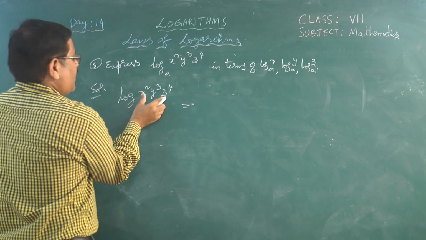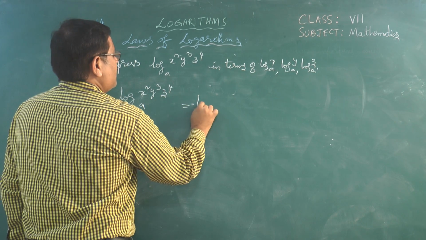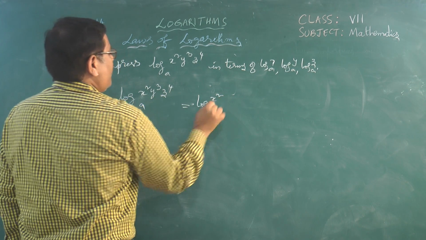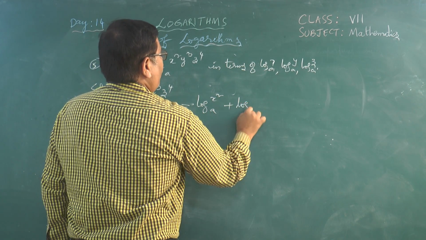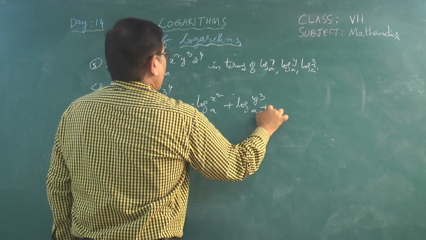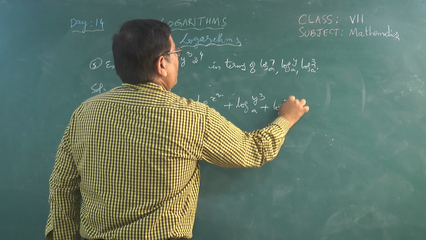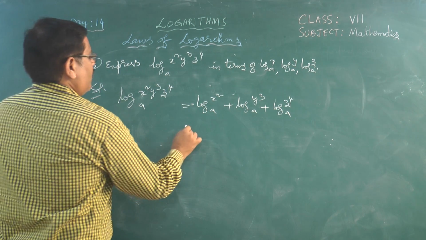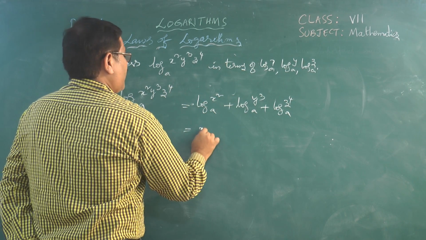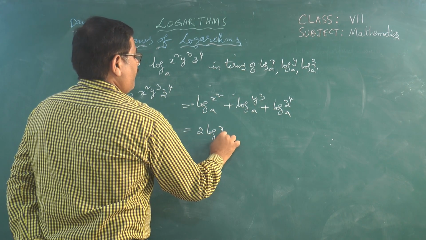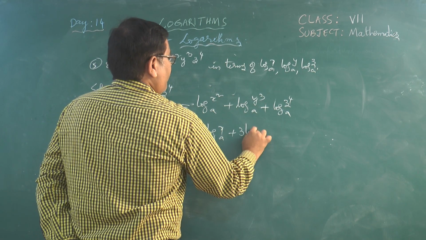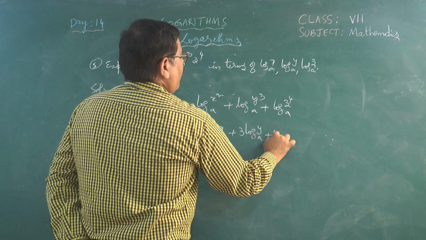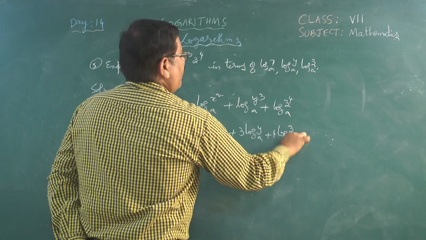If you look at that as a product, we can split it as log x square to the base a plus log y cube to the base a plus log z power 4 to the base a. Okay, we are using the first law. That is equal to, here log x square to the base a you can write as 2 log x base a plus 3 log y base a plus 4 log z base a.